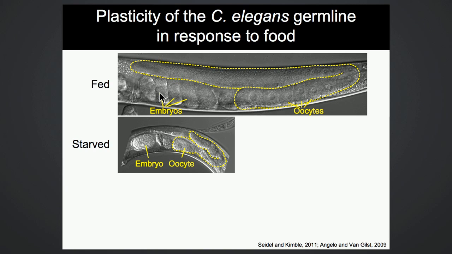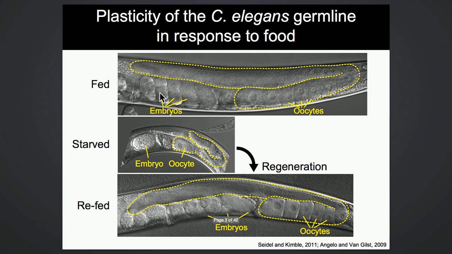On the top, you're seeing an image of the germline in an adult hermaphrodite that has been fed continuously throughout her life. In the middle is an image from an adult animal that was starved beginning from the final larval stage. You can see that in the starved animal, the germline is much smaller and it has a shriveled, shrunken appearance. This change is reversible upon refeeding because if we refeed such a starved animal, the germline can regrow into something that very closely resembles the germline in a continuously fed adult.